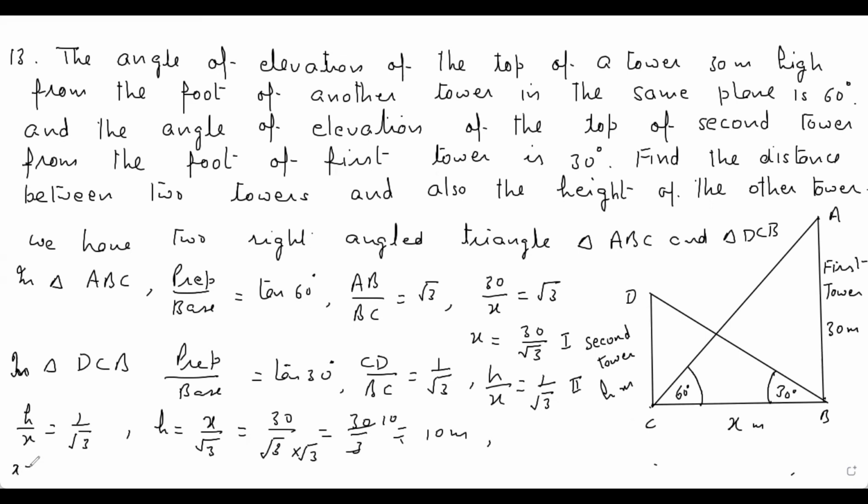So x is equal to 30 by root 3. You can rationalize it. This is 30 root 3 by 3. That is 10 root 3 meter. Height of the other tower is 10 meter and the distance between two towers is 10 root 3 meter.